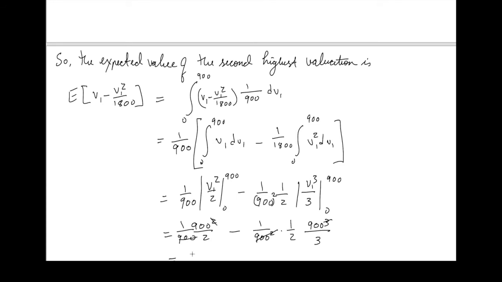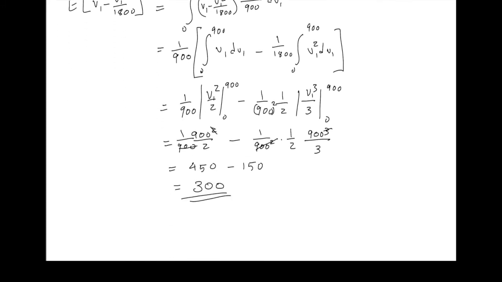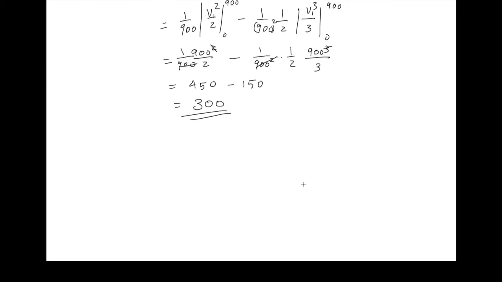So we get 450 minus... not 900 divided by 2 is 450, divided by 3 is 150, so that's equal to 300. So the expected revenue that the auctioneer will receive from the second price auction is then 300. So let's try the first price auction now.